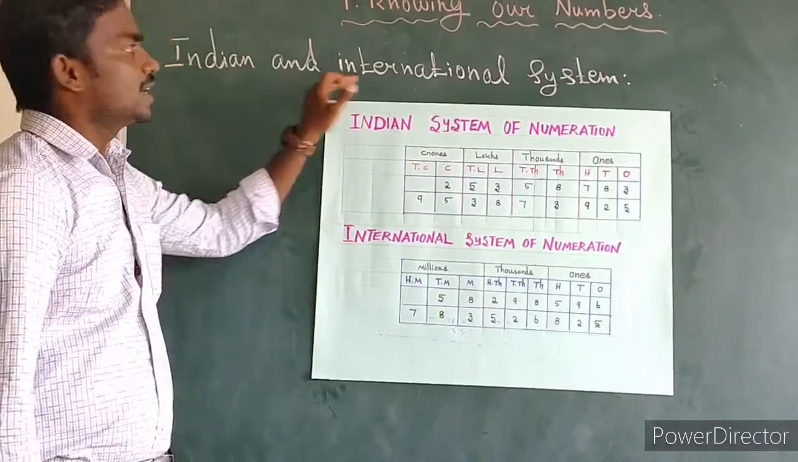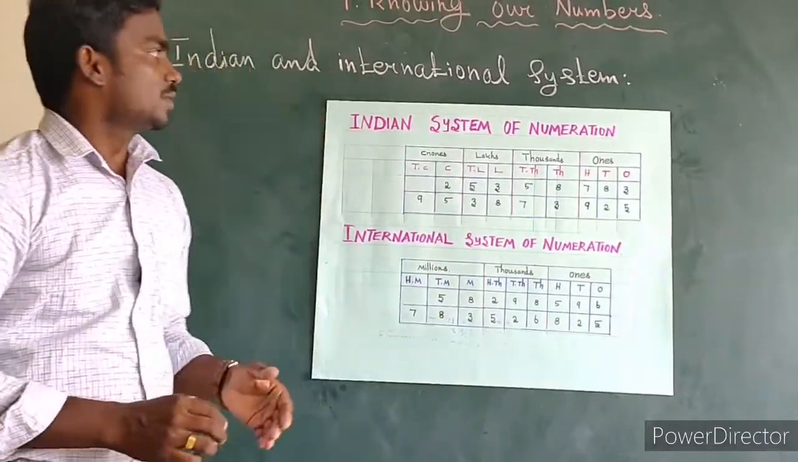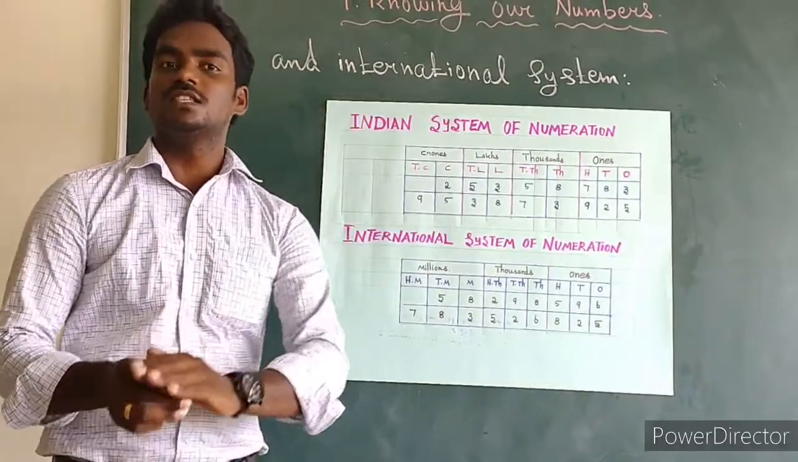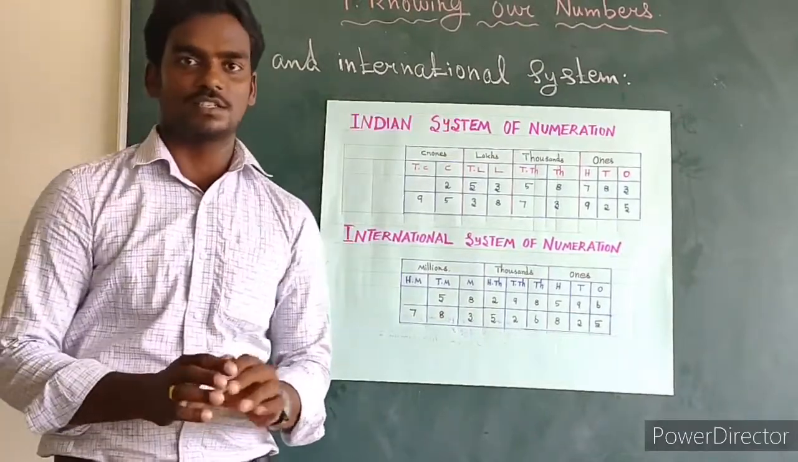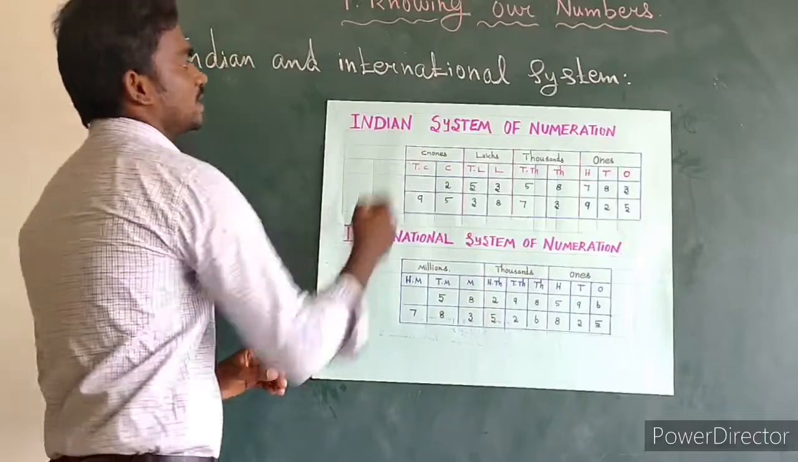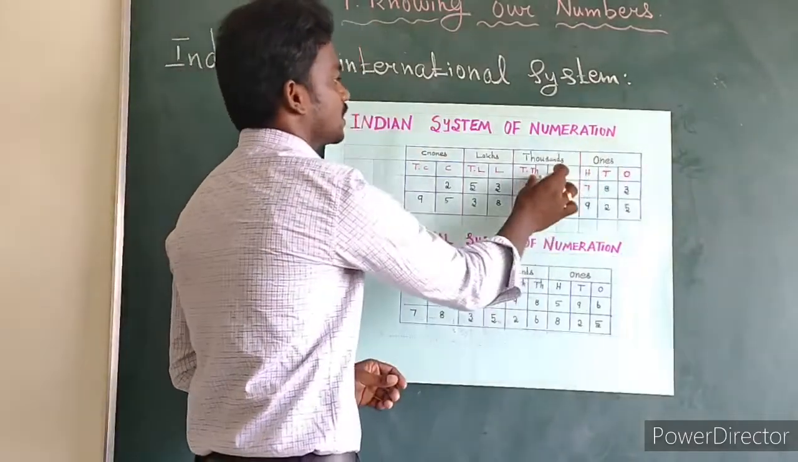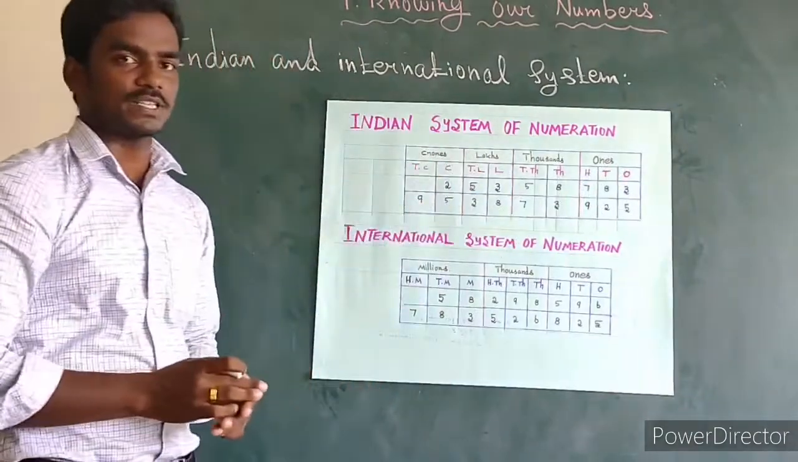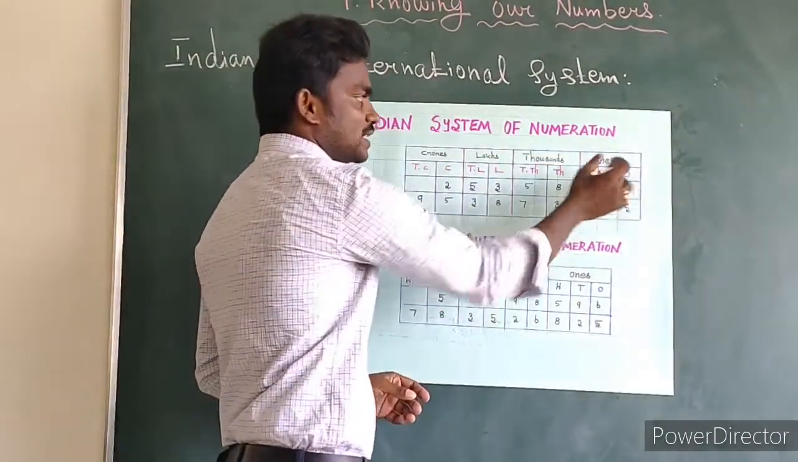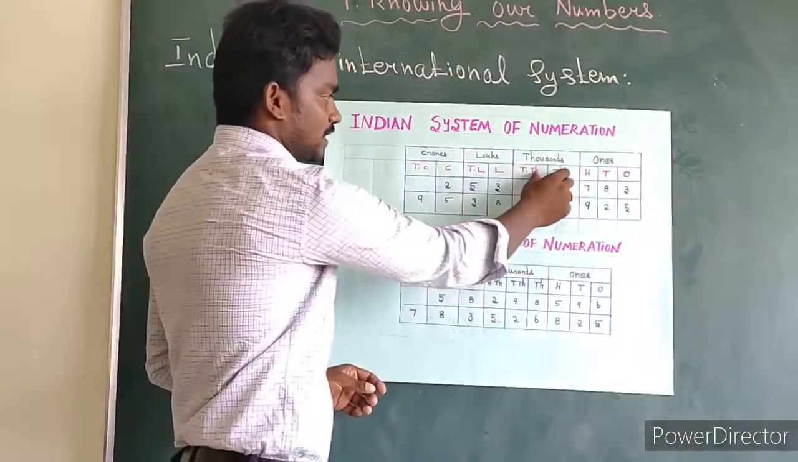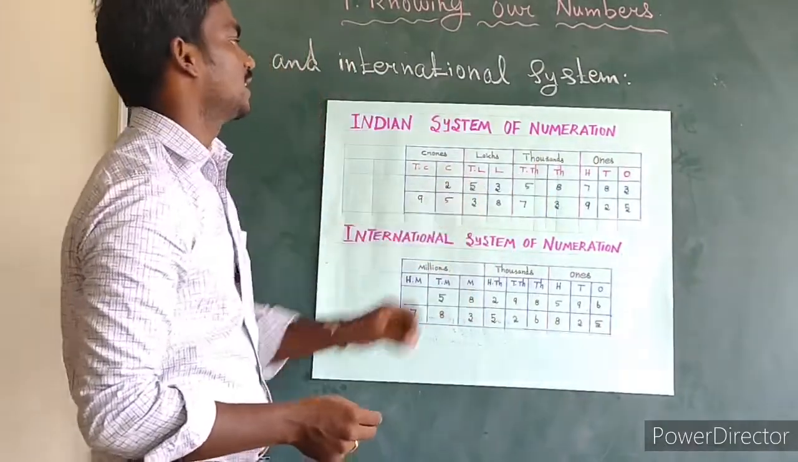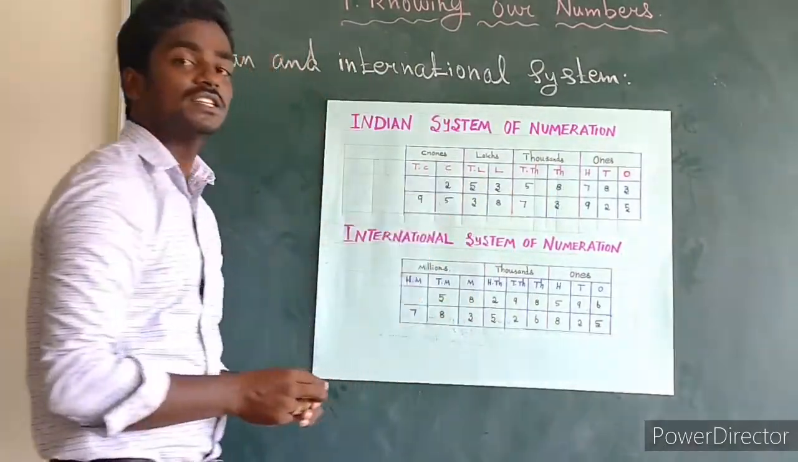Next one is the Indian and International System of Numeration. We already studied in our 5th standard what the Indian system of numeration and the International System of Numeration are. First is the Indian system of numeration: ones place, thousands place, lakhs place and crores place. The ones place contains 3 digits, and the thousands place, lakhs place and crores place contain 2 digits each.